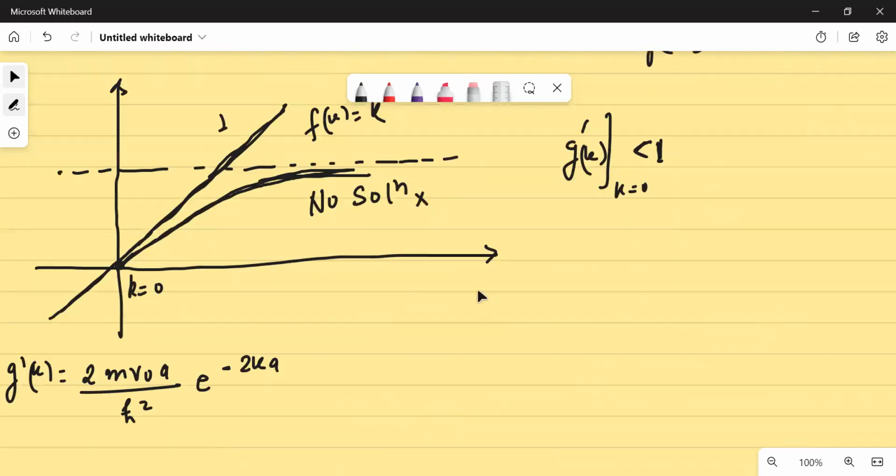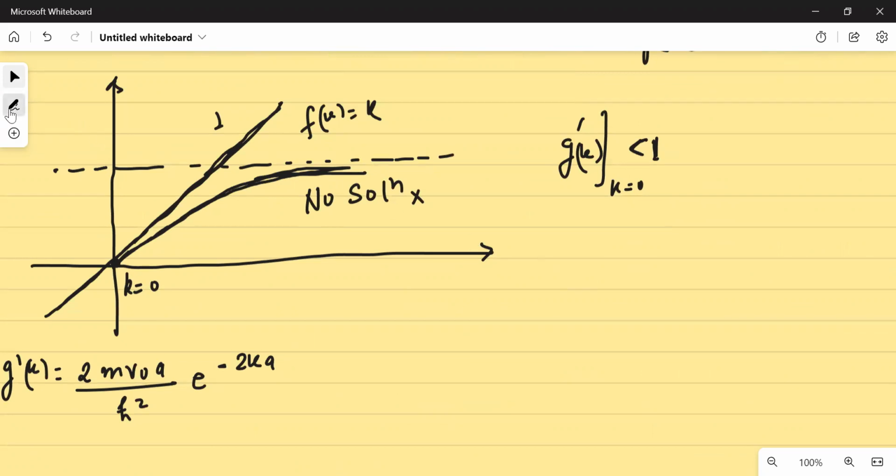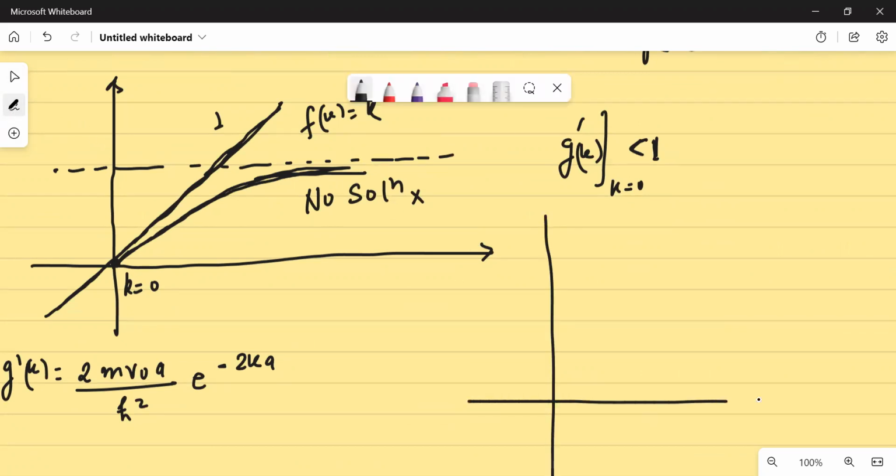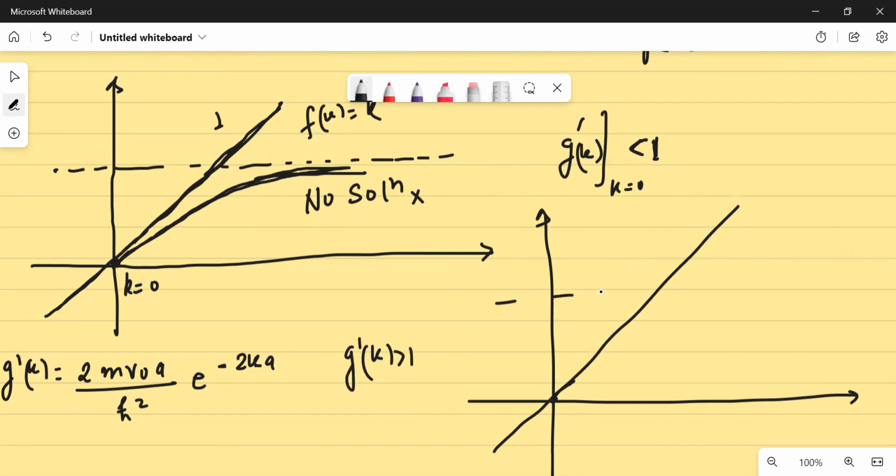How would a solution be there? There is a possibility that a solution will exist, and what I'm saying definitely would exist, only when at k equal to 0, that is just at the start, if my g dash k is greater than 1. So if my g dash k is greater than 1, and let's say this is my mv naught upon h cut square. Now, if my g dash k is greater than 1 at k equal to 0, certainly my graph will start just above the line. And overall, this graph will have to go and get asymptotic to this particular axis. So it will have one solution anyway.